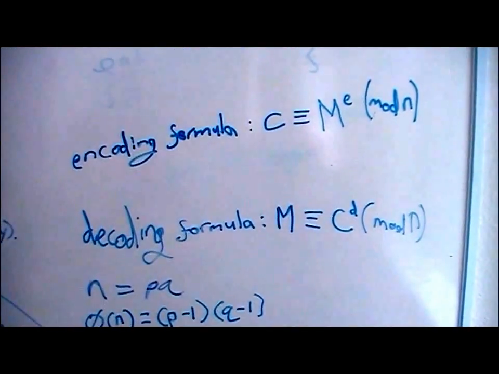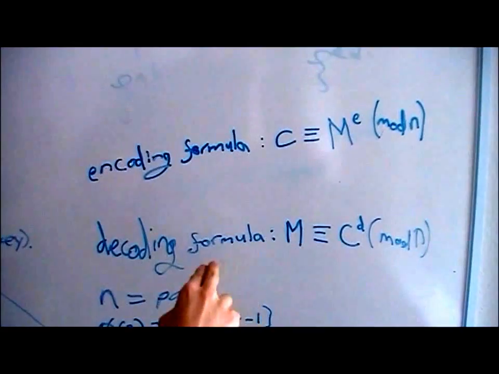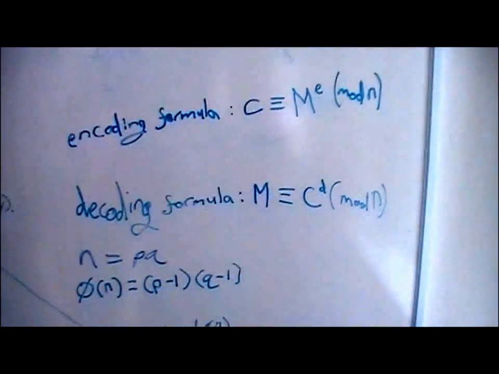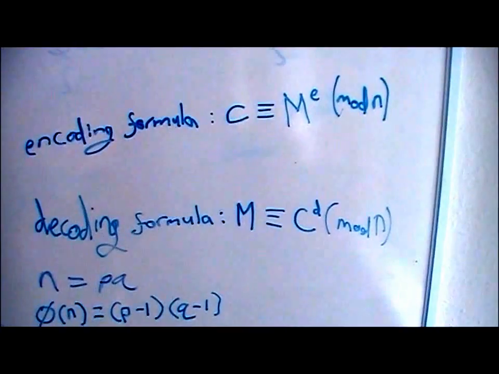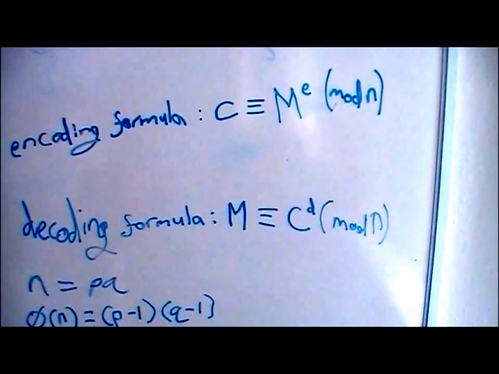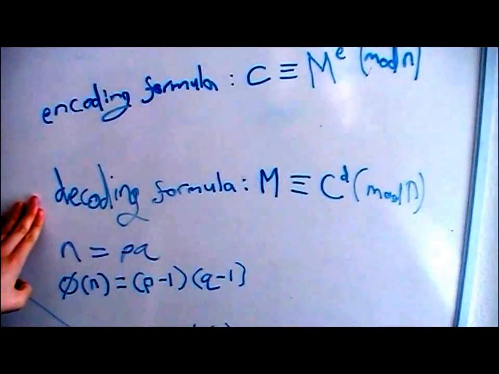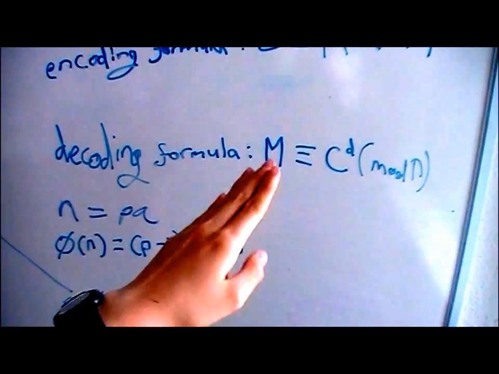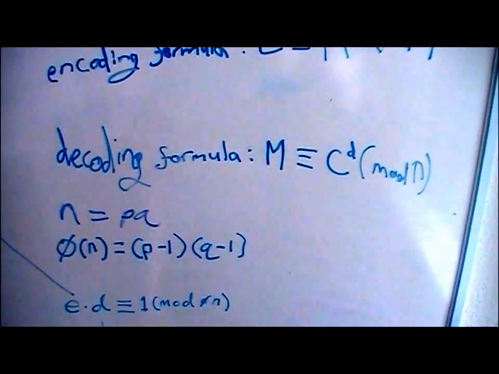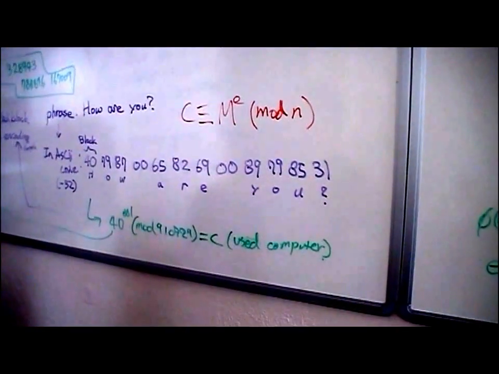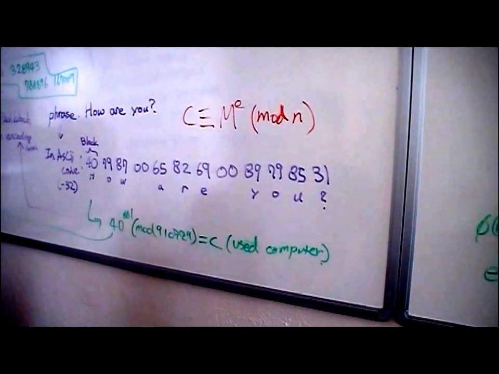First, the encoding formula is c is congruent to m to the power of e mod n. Mod is the modular function, which you can find out about on the internet. Then the decoding formula is m, the message, equals c to the power of d mod n. So after I got the public key, n and e, I can now encrypt a message to give to Lloyd.